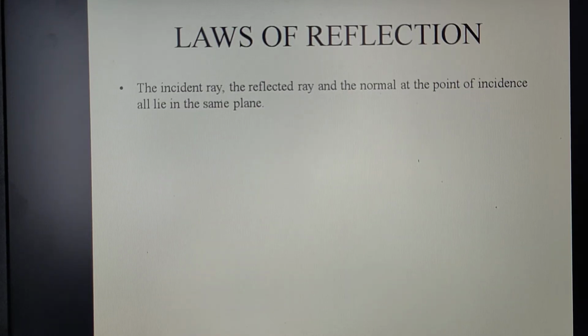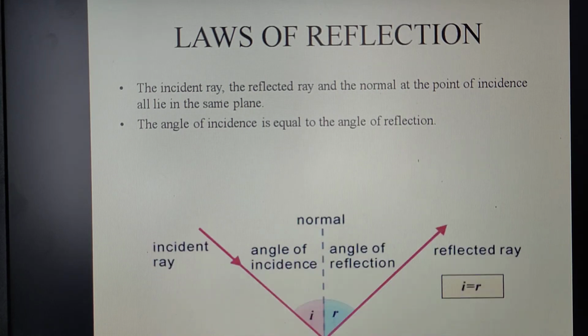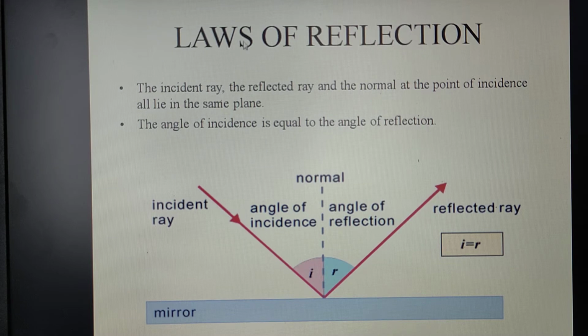The first one, the incident ray, the reflected ray and the normal all at the point of incidence all lie in the same plane. The angle of incidence is equal to the angle of reflection. Looking at the diagram, according to the first law, you will see over here the incident ray, the normal and the reflected ray all lie in the same plane. Over here, the plane is the mirror. Now, in the second law, the angle of incidence is equal to the angle of reflection. So that is the laws of reflection.